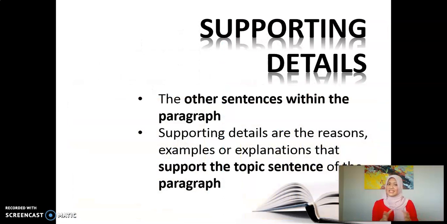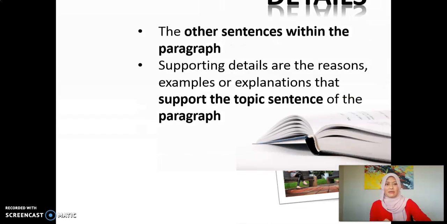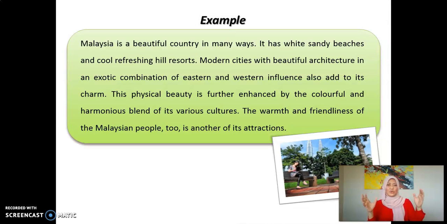How about supporting details? They are the other sentences within the paragraph. Supporting details indicate reasons, examples, or even explanations that support the topic sentence of the paragraph. Let me show you an example of topic sentence and supporting details in this short paragraph.